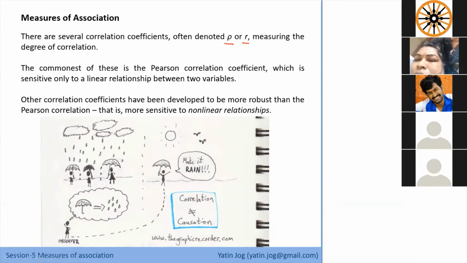Now, is it a one-way relationship or a two-way relationship? Because it is raining, people are taking umbrellas. But is it true that if I go out on a sunny day and take the umbrella, it should rain? No. That means it is not a causal relationship. Okay, so that's why correlation and causation are different. Okay, so now I'll go ahead.